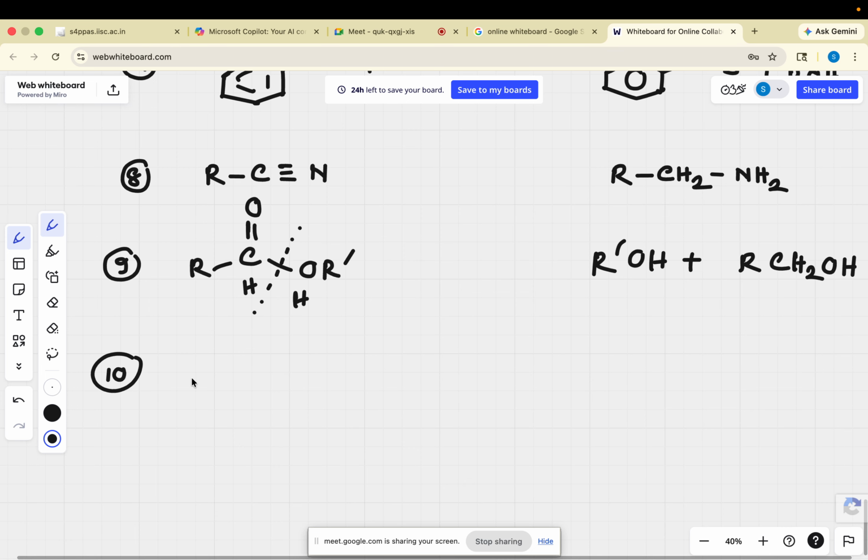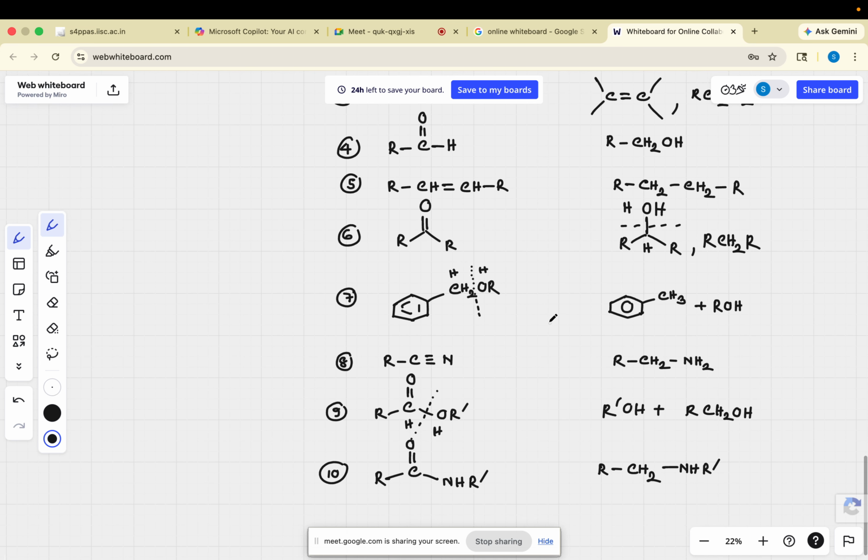And number 10, suppose you have this RC double bond O, amide derivative NHR dash. If I do hydrogenation of that, ultimately you will get RCH2NHR dash. This compound plus water will be released. So these are the functional groups we have, 1 to 10.